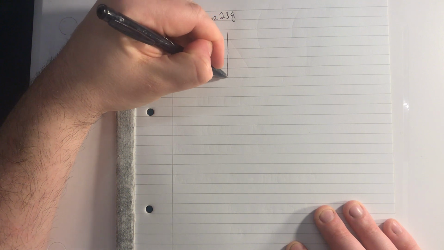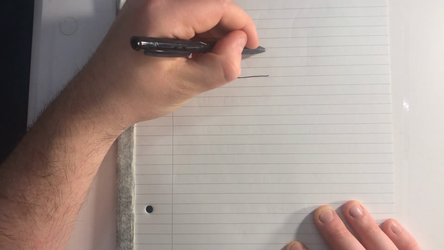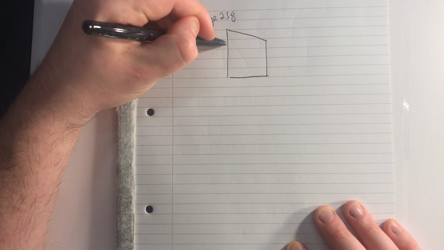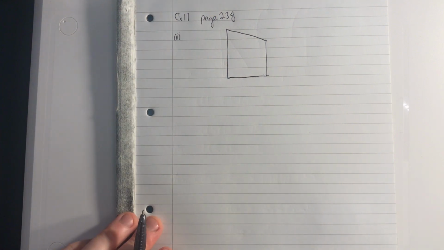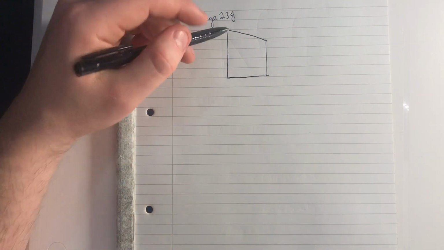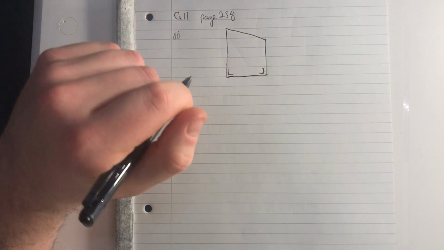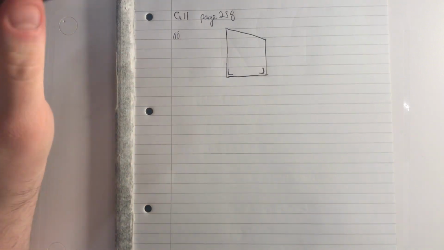Right, so a trapezium is a shape that has 2 parallel sides. So it's like half of a parallelogram. So this side here is parallel to this side here. Do they have to be at right angles?